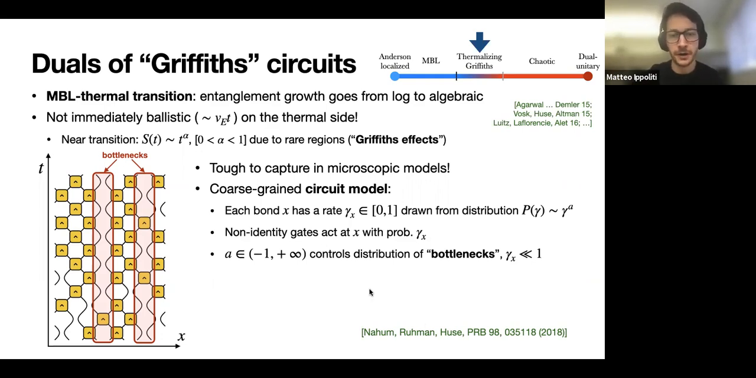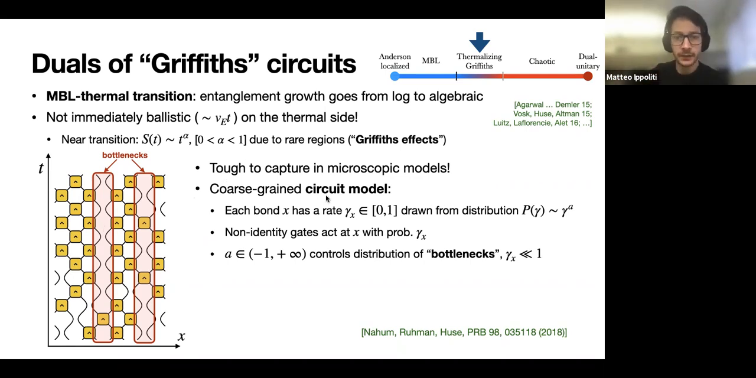In particular, there is this circuit model by Nahum, Ruhman, and Hughes from a couple of years back, where the idea is to take a unitary circuit where gates are dropped down on the various bonds with different rates. So some bonds basically represent bottlenecks in the entanglement growth. Imagine there is a region where entanglement growth is extremely slow, and that is being represented here as a particular bond where there's almost never any gates. Like there's a gate every some very long time, right? So that constrains your growth of entanglement between everything that's to the left and the right of that particular bond.